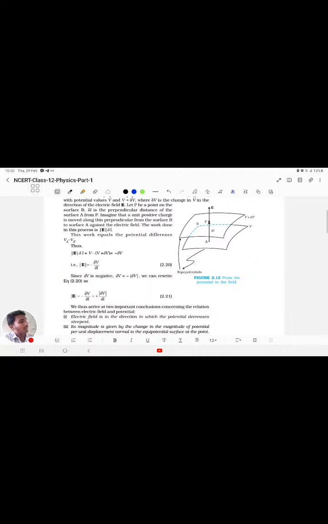Basically for a unit positive charge the work done is going to be equal to mod of E times del L, and actually I'm moving against the field, which means that the work done is going to be negative. So potential del V will be... the potential at the farther distance will be less, which means del V is actually becoming negative, so the mod of E is the gradient of V, that is minus del V by del L.